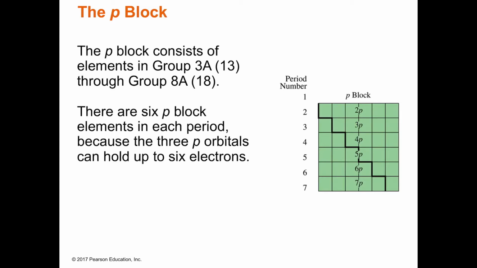The P block consists of elements 3A through 8A, again, except for helium. Helium's going to exist in the S block. There are 6 P block elements in each period, 1, 2, 3, 4, 5, 6. And we have 3 p orbitals, like I mentioned before, and each orbital can hold 2 electrons. So if there are 2 electrons in each one of those p orbitals, we have a total of 6 electrons in the p block, which you can see as 1, 2, 3, 4, 5, 6.